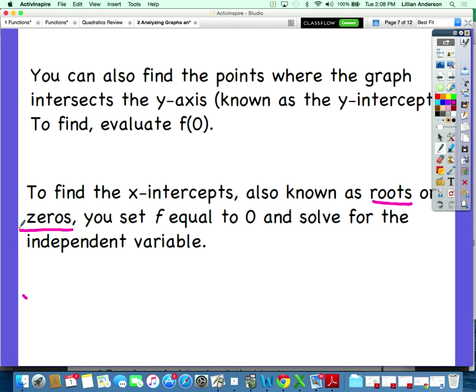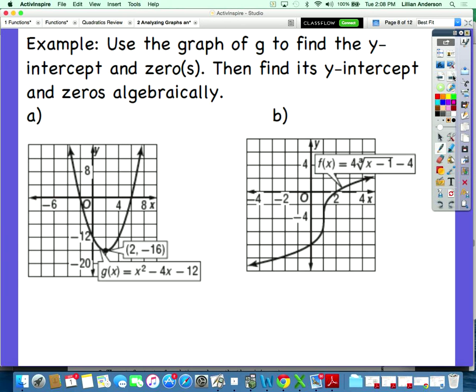So for y-intercept, you plug in 0 for x. When it's an x-intercept, you set it equal to 0. Okay? Now, we're a little short of time, so I'm only going to do one example, so at least I can get to even and odd functions. Yes, I can look at the graph. I can see where the x-intercepts are. Where are they?